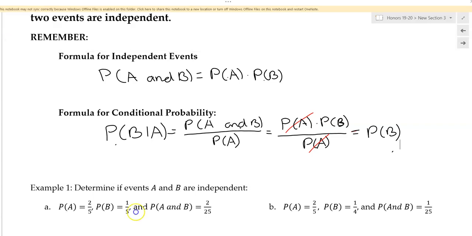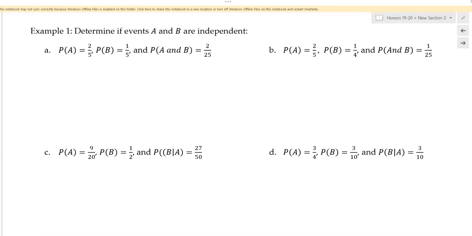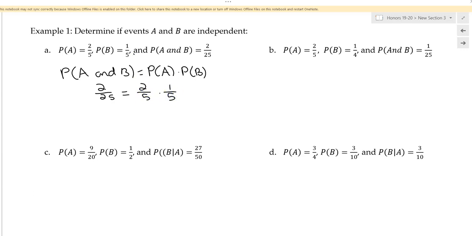All right, looking at example 1, determine if events A and B are independent. Okay, so here I have the probability of A, the probability of B, and the probability of A and B. So I'm going to do the probability of A and B should equal the probability of A times the probability of B. So that's 2 over 25 should equal 2 over 5 times 1 over 5. Well, 2/5 times 1/5 is 2 over 25. These are independent.